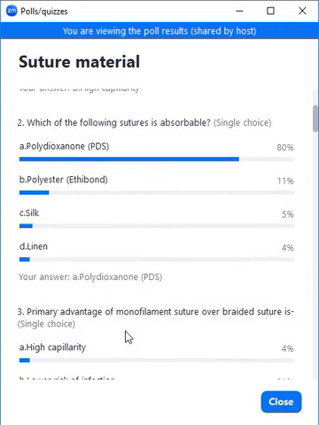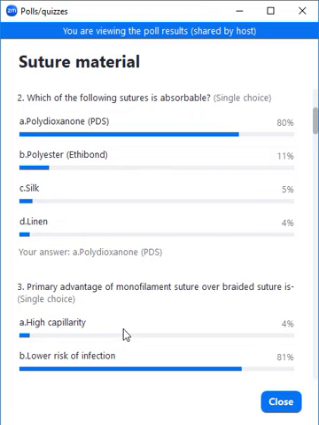Question 2. Which of the following sutures is absorbable? Option A, polydioxanone, that is PDS. Option B, polyester Ethibond. Option C, silk. Option D, linen. Polydioxanone PDS is absorbable, others are non-absorbable. 80% students correctly answered.